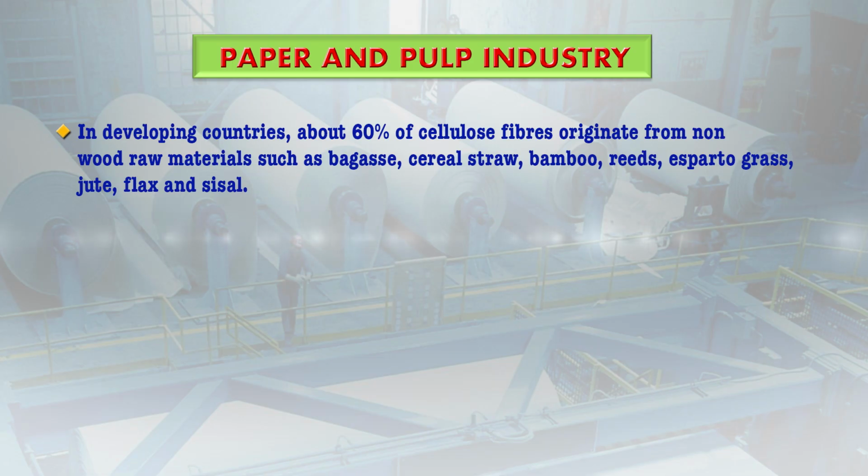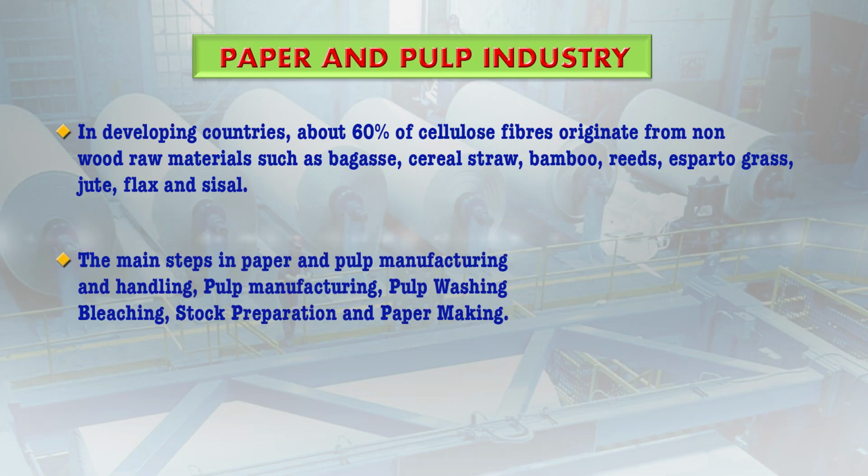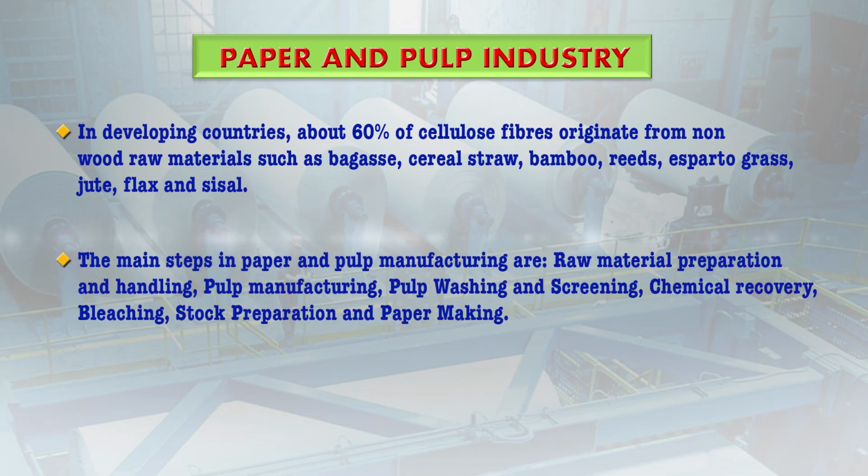Paper and pulp are manufactured from raw materials containing cellulose fibers. Generally we have wood, recycled paper and agricultural residues. In developing countries, about 60% of the cellulose fibers originate from non-wood raw materials such as bagasse, cereal straw, bamboo, reeds, esparto grass, jute, flax and sisal. The main steps in paper and pulp manufacturing include raw material preparation and handling, pulp manufacturing, pulp washing and screening, chemical recovery, bleaching, stock preparation and paper making.